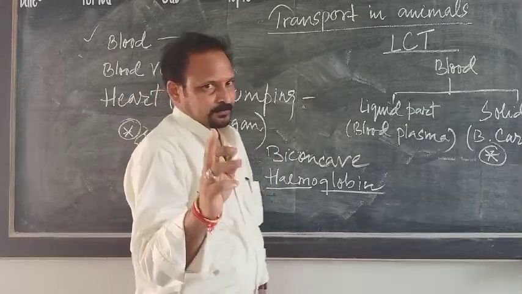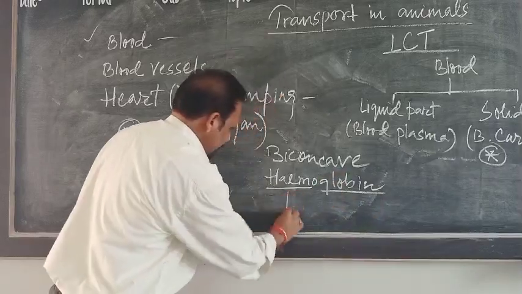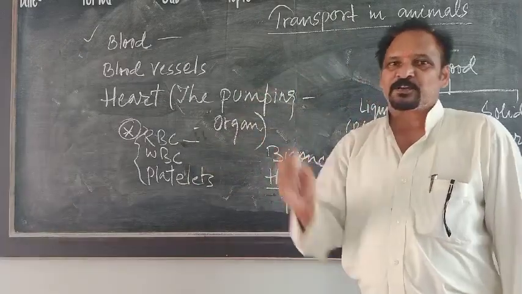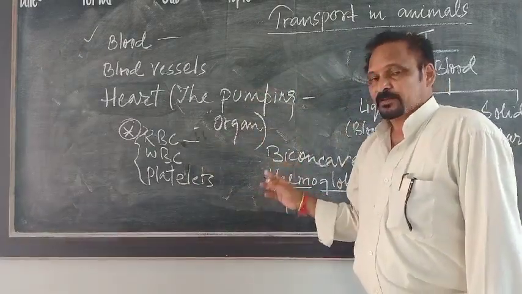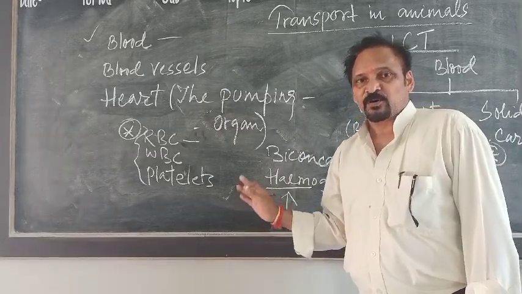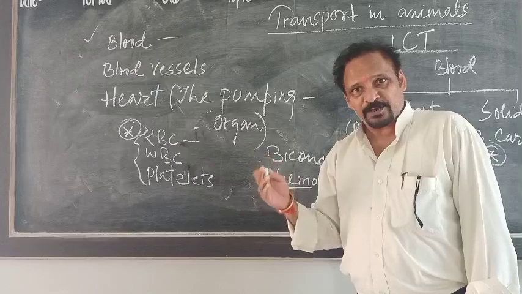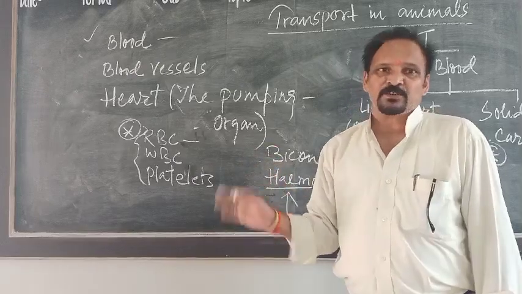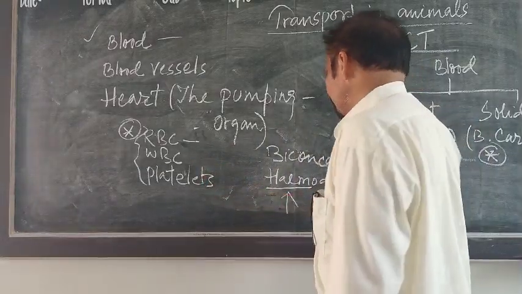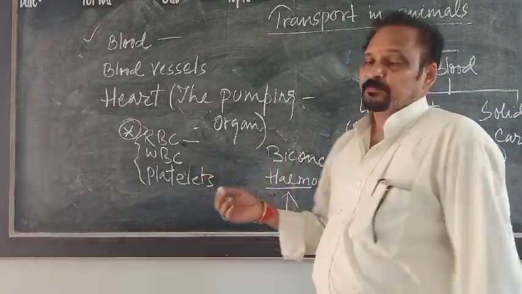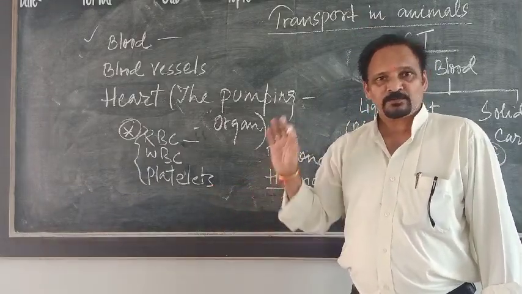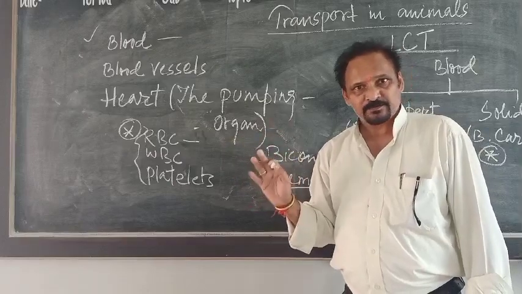And please note this. It is the pigment hemoglobin which is responsible for carrying oxygen from the lung to various parts of the body. Hemoglobin is responsible for carrying oxygen from the alveoli, from the lung, to various parts of the body. Clear? So it plays a very important role in our body. It is responsible for transport of oxygen, so its function is very important.